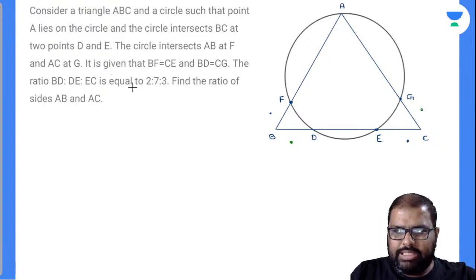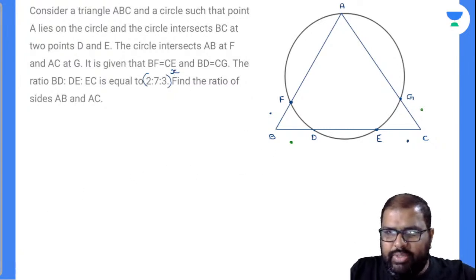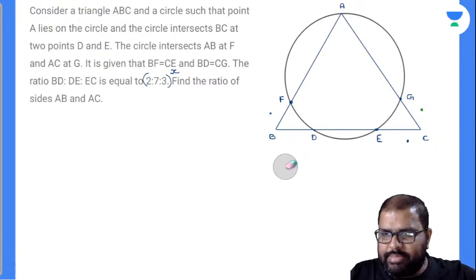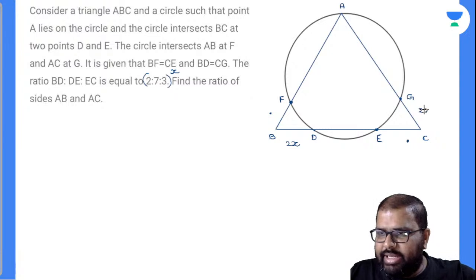BD is to DE is to EC is given as 2:7:3, so I'll take a common factor X so that I can find out the values very easily. Now the BD value is equal to 2x. My CG value will also be 2x. Will you accept with me? Yes, perfectly, because BD is equal to 2x. Okay, fine. Any other point given there?